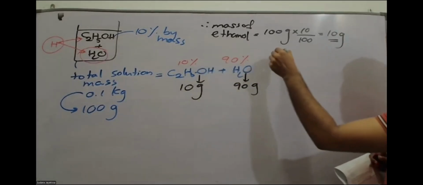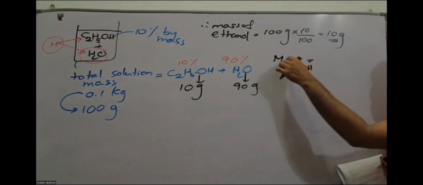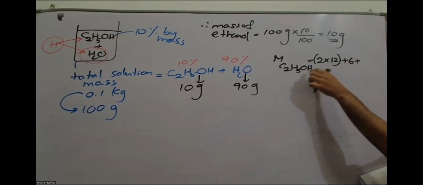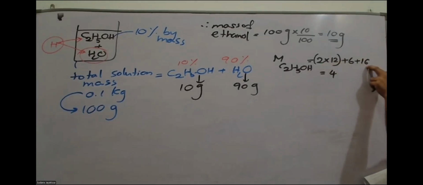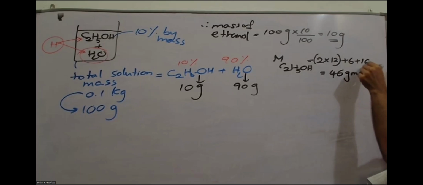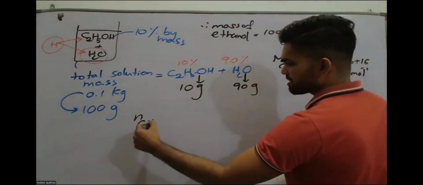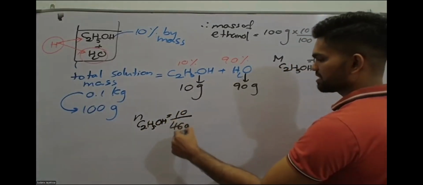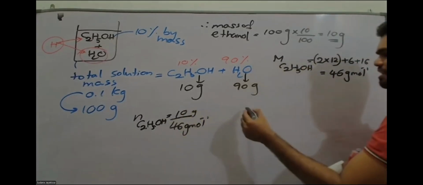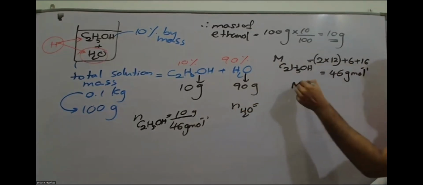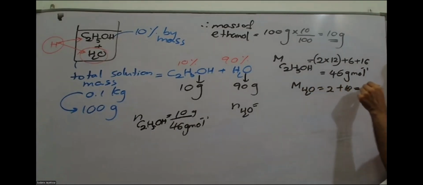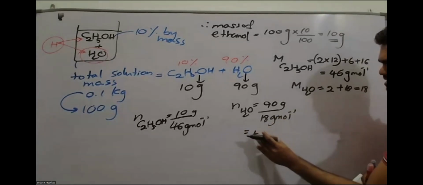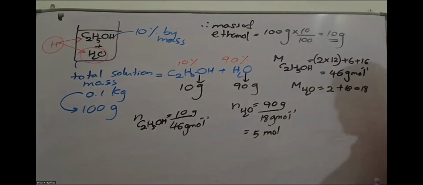What's the molar mass of C2H5OH? You have 2 carbon, so 2 into 12, plus 6 hydrogen, plus 1 oxygen, 16. So it is 24, 30, 46 grams per mole. To find the moles of C2H5OH, 10 divided by 46 grams per mole. And when you want to find the moles of water, the molar mass of water is 2 plus 16, 18 grams per mole. So 90 grams divided by 18 grams per mole. Here you will have 5 moles of water.